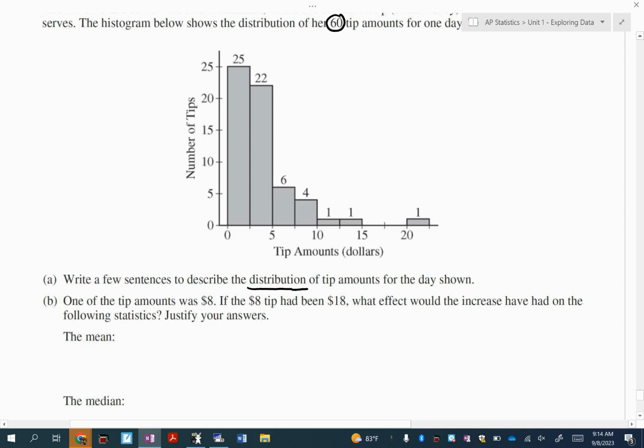All right, I agree with all that. The only thing I disagree with you is I do think it's unimodal. I think it is one main hump, right? This is pretty much all the data. This is 47 out of 60 tip amounts here, right? So I'm actually going to say that it is unimodal, but I'm going to use what you said, it's skewed to the right with a potential outlier.